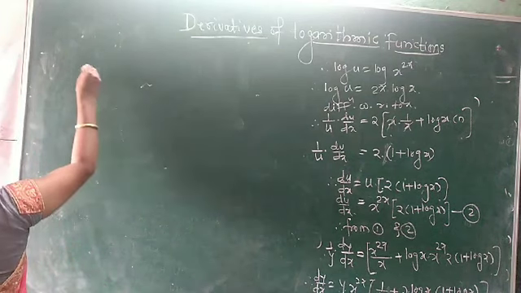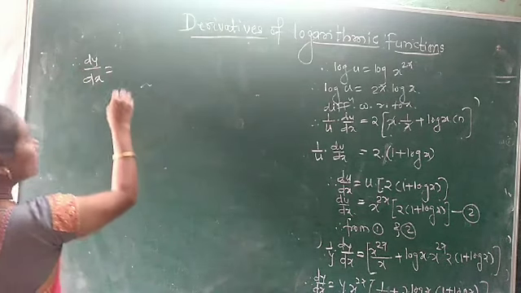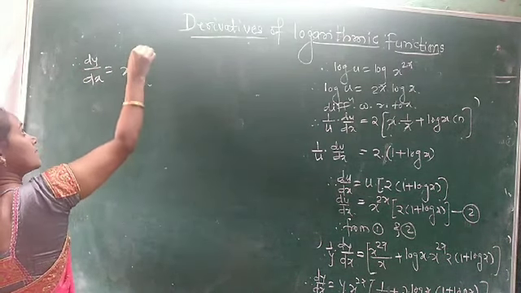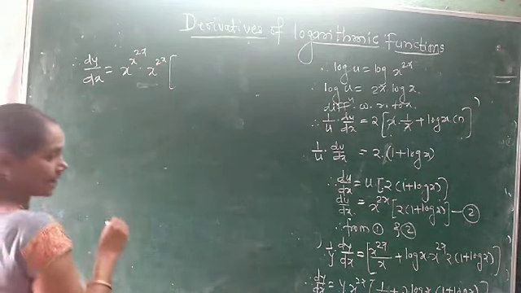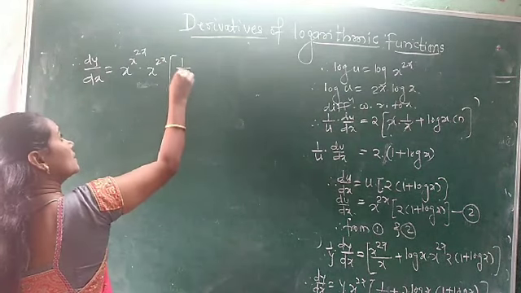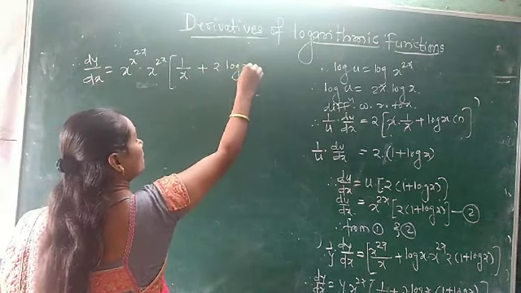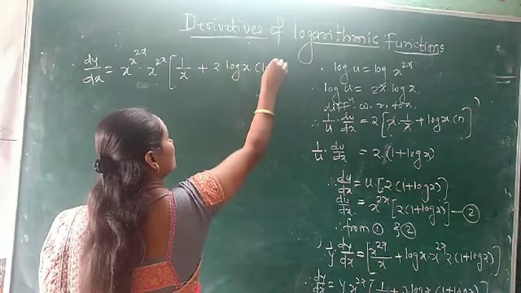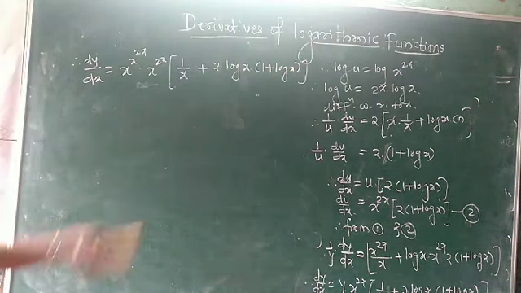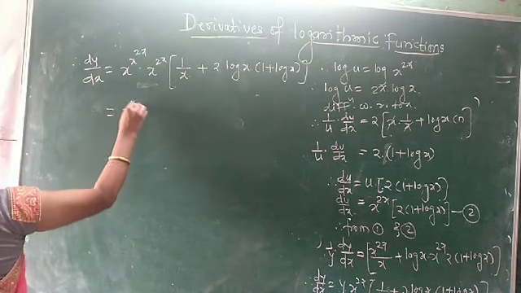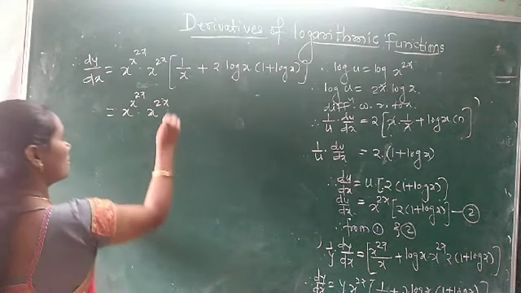Therefore dy upon dx is equal to, the value of y is x raised to 2x, into x raised to 2x, in bracket 1 upon x plus 2 into log x into 1 plus log x. And we can again rearrange this answer as in the book. X raised to 2x, we take again log x common from this.